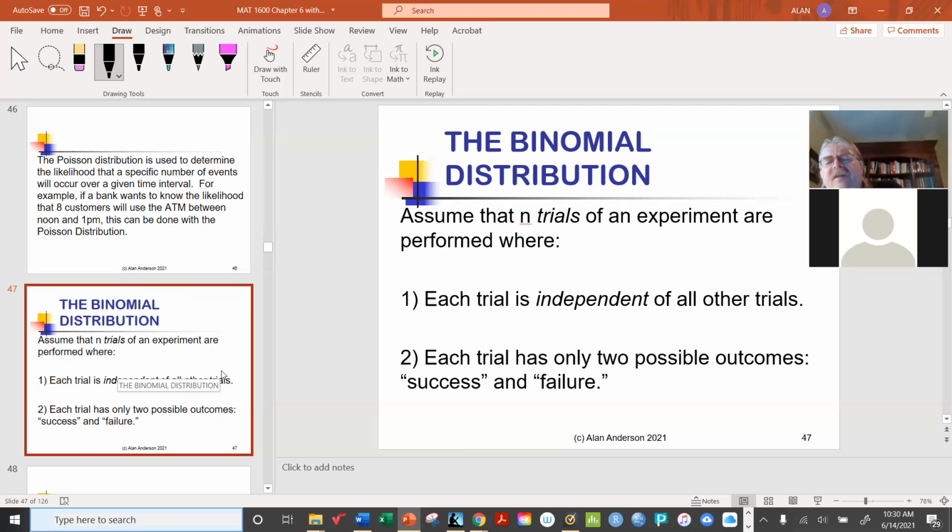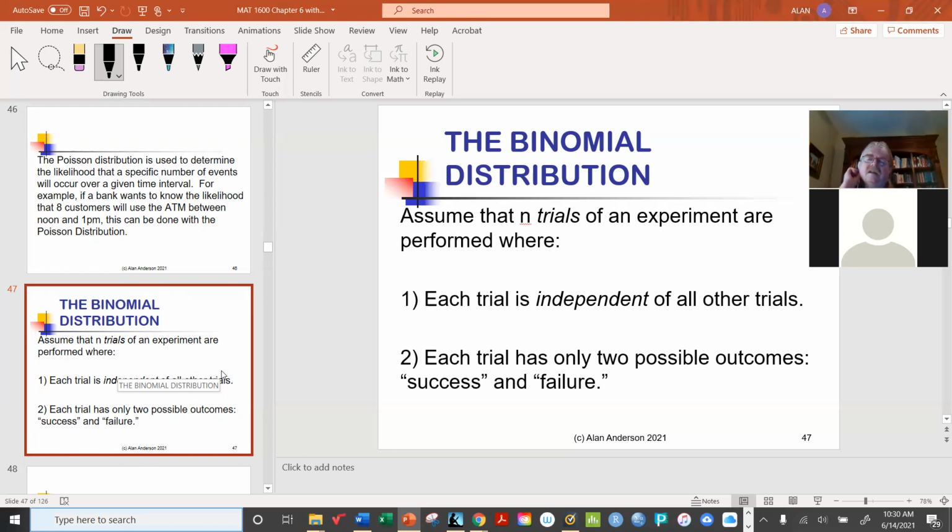Probably a better example would be flipping a coin. If I flip a coin and it turns up heads, the next flip is not affected by the first flip. I'm just as likely to get a head or a tail on the second flip, no matter what the first flip was. So I could consider each flip of a coin to be independent of the other flips.